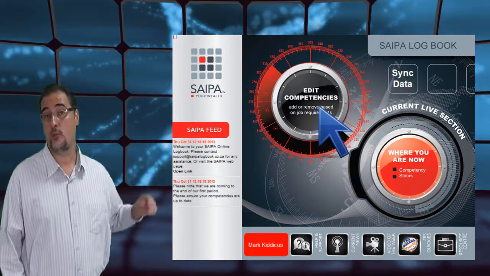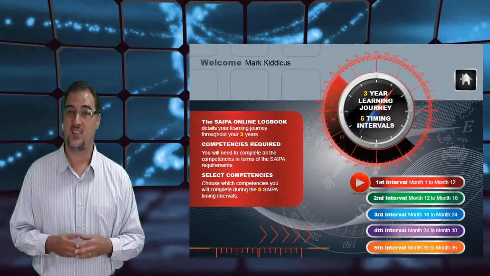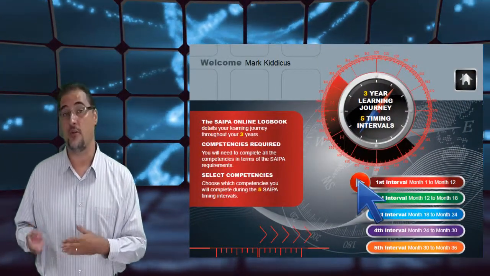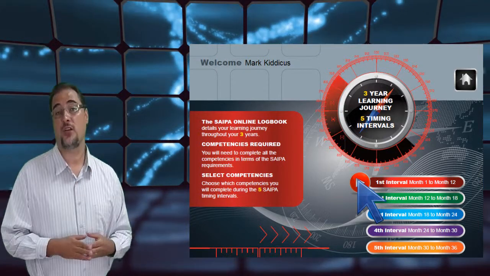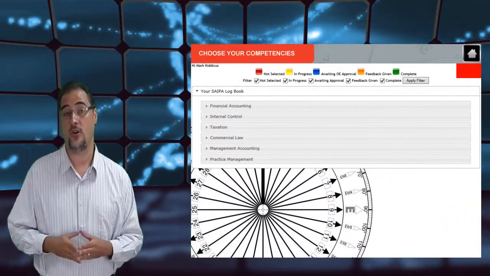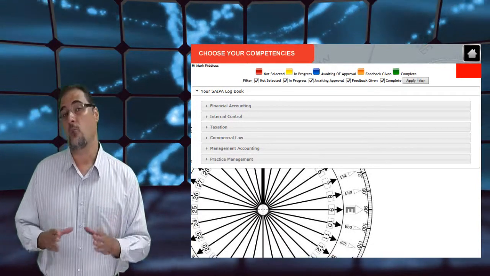Clicking on the icon from your home screen will take you to the first screen. This screen indicates which training interval you are currently in. This is preset by your overall evaluator. Go ahead and click on the icon next to the current interval that you are on. The SAIPA logbook now loads.